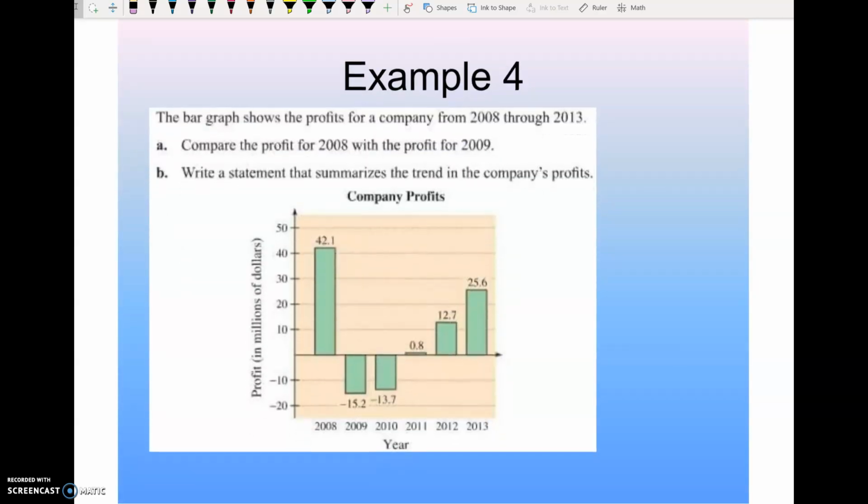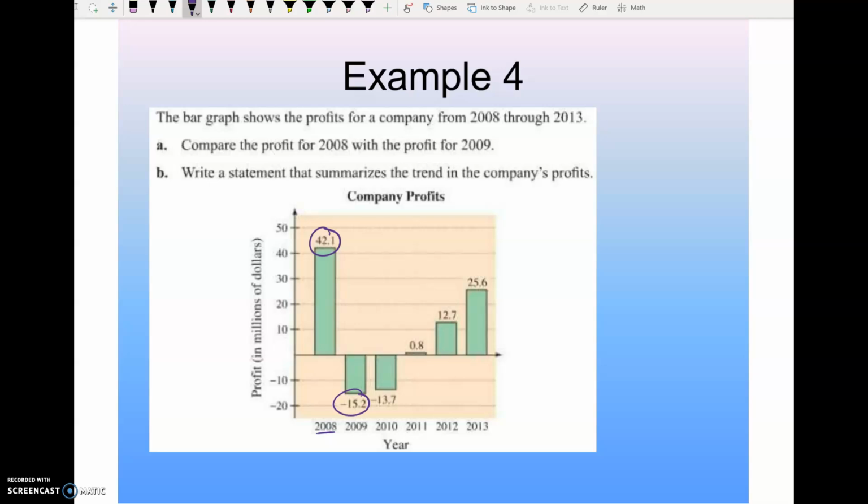The bar graph shows the profits for a company from 2008 through 2013. Compare the profit for 2008 with the profit for 2009. So 2008 is here, the profit is 42.1. In 2009, the profit is -15.2. And I believe it's in millions of dollars. So the company lost quite a bit of money.